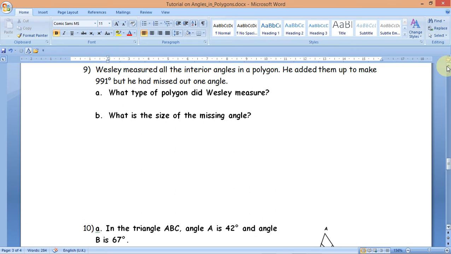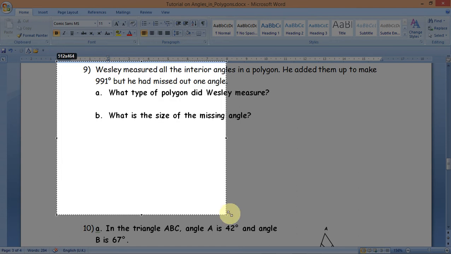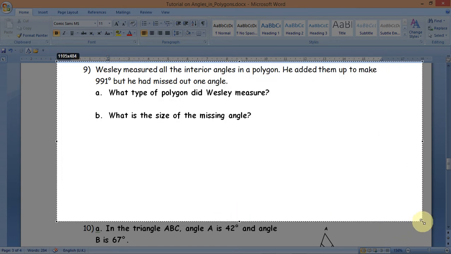Wesley measured all the interior angles in a polygon. He added them up to make 991 degrees, but he has missed out one angle. What type of polygon did Wesley measure? Okay, so let's start with question A. Now, guys, don't forget, I need to call your attention to this.